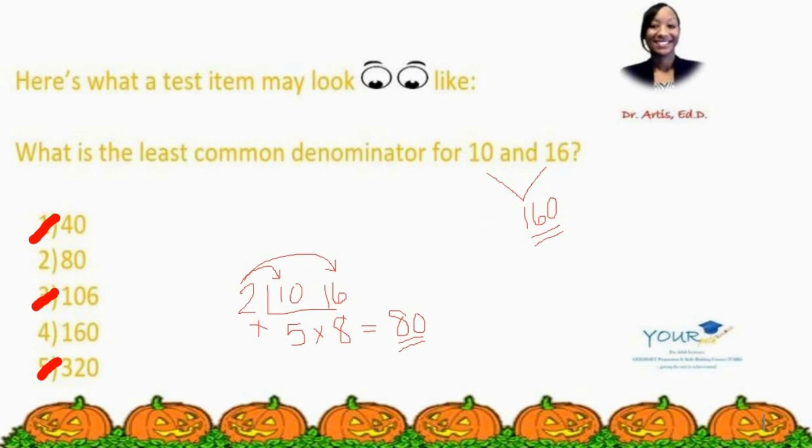And so therefore we can eliminate option number 4, as we can now answer our question, what is the least common denominator for 10 and 16? And we know that option number 2 is the correct choice for our answer.